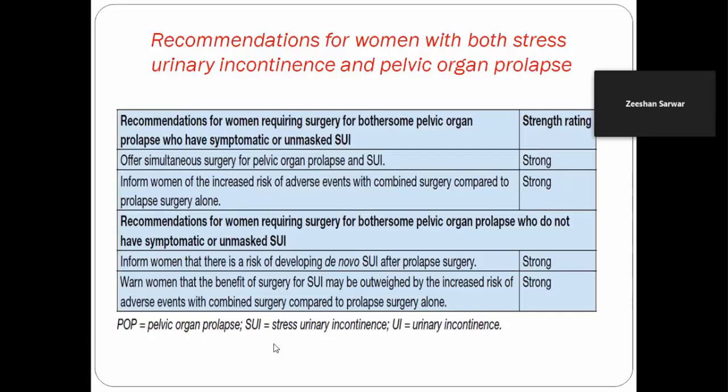Recommendation for women requiring surgery for bothersome pelvic organ prolapse who do not have symptomatic or unmasked stress urinary incontinence. Inform women that there is a risk of developing de novo stress urinary incontinence after prolapse surgery. Warn women that the benefit of surgery for stress urinary incontinence may be outweighed by the increased risk of adverse events with combined surgery compared to prolapse surgery alone.